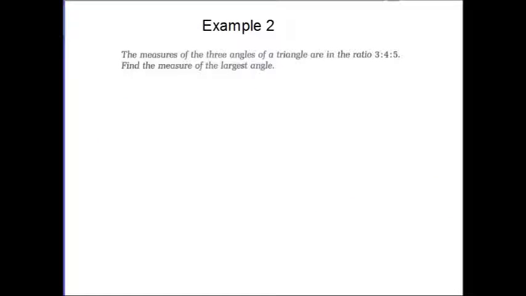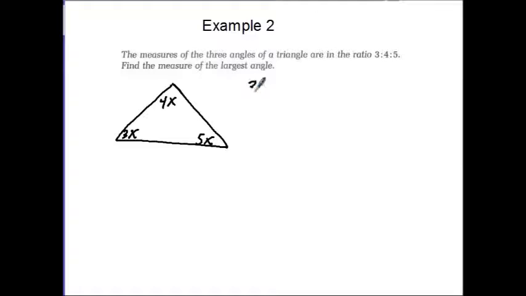For example 2, the measures of the three angles of a triangle are in the ratio 3 to 4 to 5. Find the measure of the largest angle. Well, let's draw out a picture here. If we know we have ratios, we know that we can associate x with all three of those. So we have a 3x angle, a 4x angle, and a 5x angle. Don't worry about how it looks to scale.